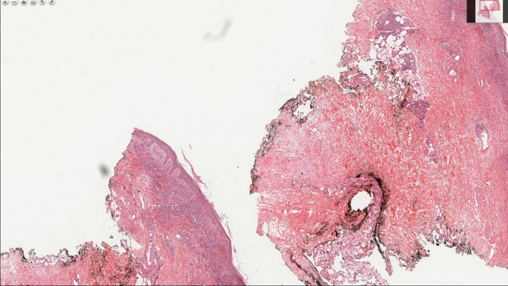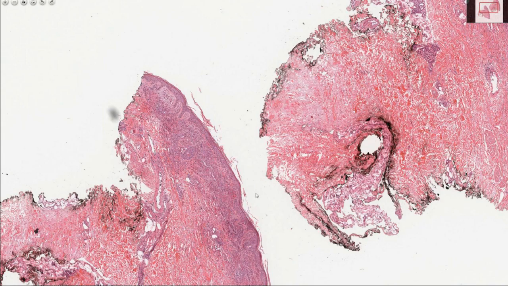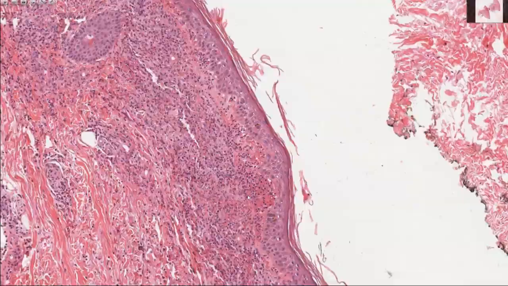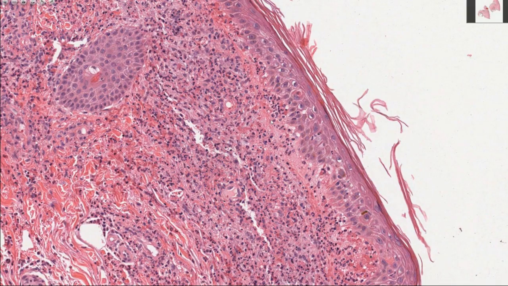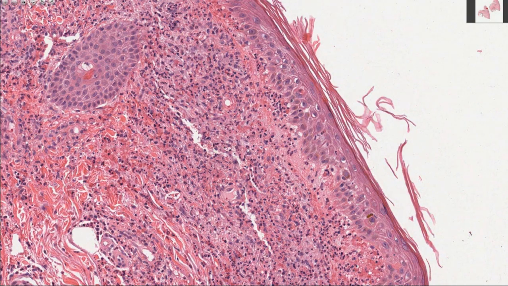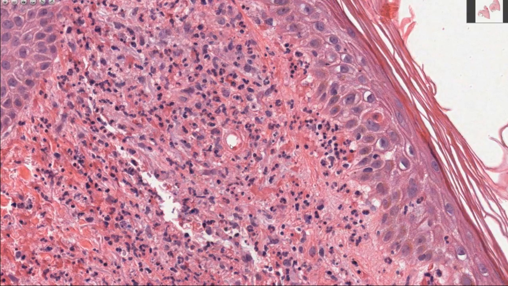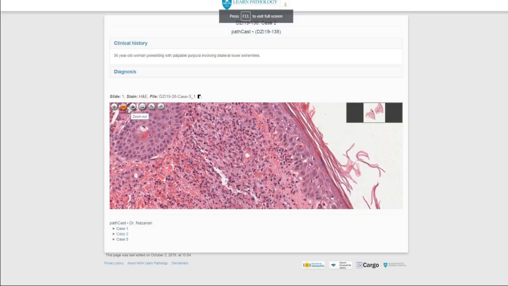Looking a little closer, we can see that the inflammatory infiltrate is composed predominantly of neutrophils. You'll notice the extensive erythrocyte extravasation. And looking a little closer at this vessel here, there's been fibrinoid necrosis. This triad is characteristic of leukocytoclastic vasculitis. So that is the pathology diagnosis in this case.